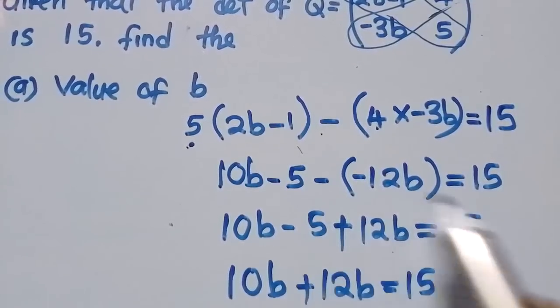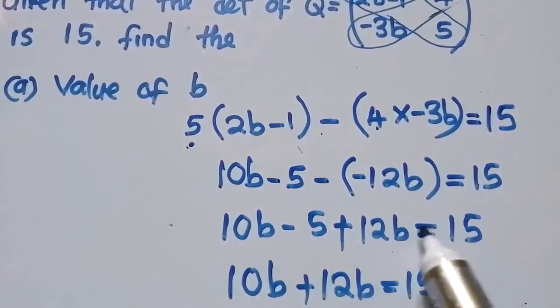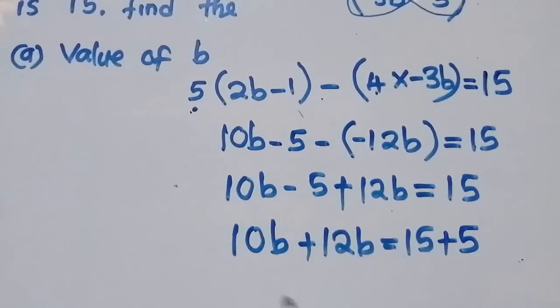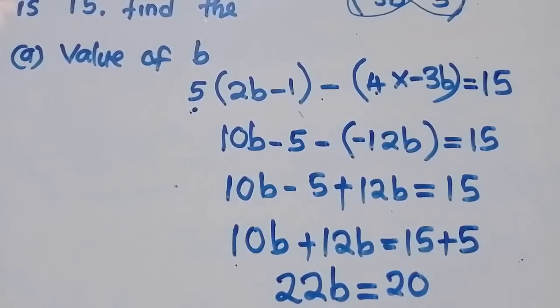This 5 will come this side. So when it crosses this equal sign, it changes to positive 5. Then you add. If you add these two, what are you getting? 10 plus 12, it is 22. You put 22b, which is equal to 15 plus 5, which is 20.